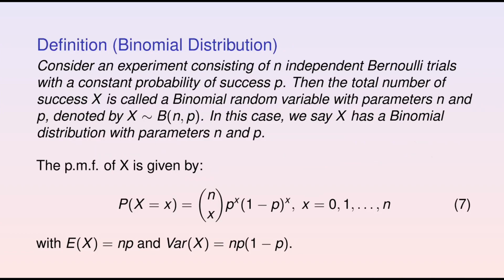To introduce the so-called binomial distribution. All right, binomial distribution. So what is the binomial distribution? Be careful here. We're considering an experiment consisting of n independent Bernoulli trials with a constant probability of success. Basically, it's a Bernoulli process of length n: independent Bernoulli trials with exactly the same probability of success p.